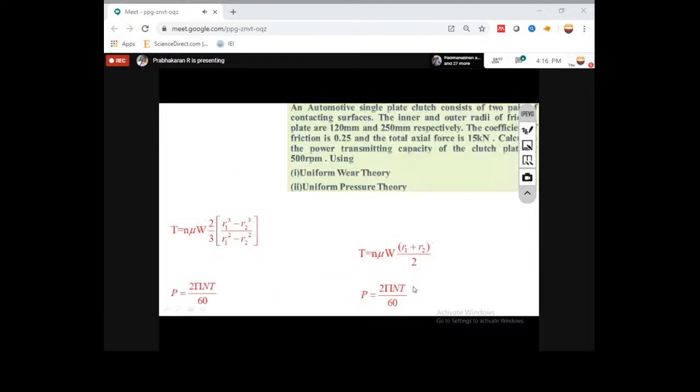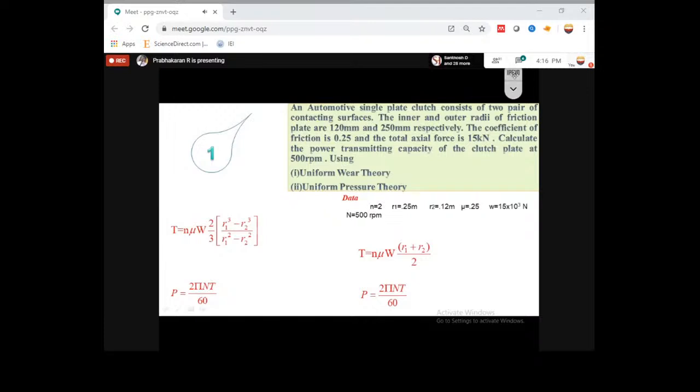Next I am going to discuss the problems. From the word itself, we can solve the problem very easily and very quickly. So this is the first problem. An automotive single plate clutch consists of two pairs of contact surfaces. Two pairs of contact surfaces means a single plate clutch has only two surfaces, and the two surfaces will be the pair of contact surfaces. So we can simply take n equal to 2.